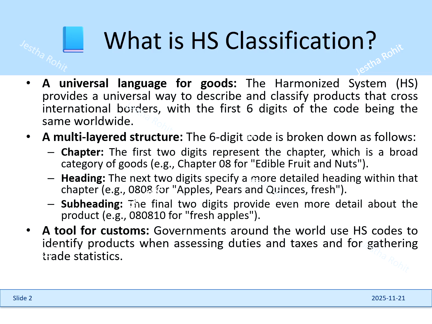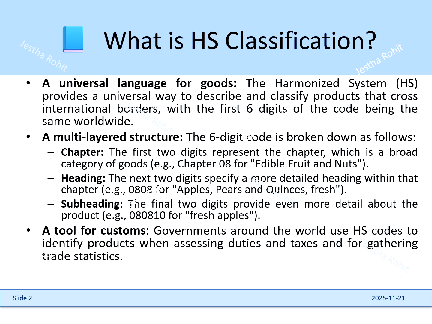It has a multi-layered structure. The six-digit code is broken down as follows: chapters, headings, and subheadings. Chapters: the first two digits represent the chapter, which is a broad category of goods. For example, chapter 8 is for edible fruit or nuts.